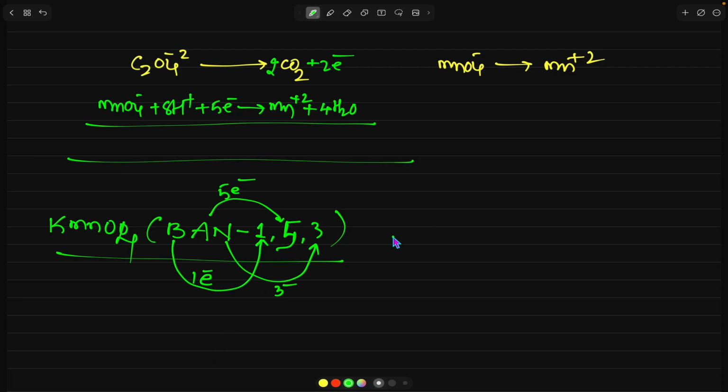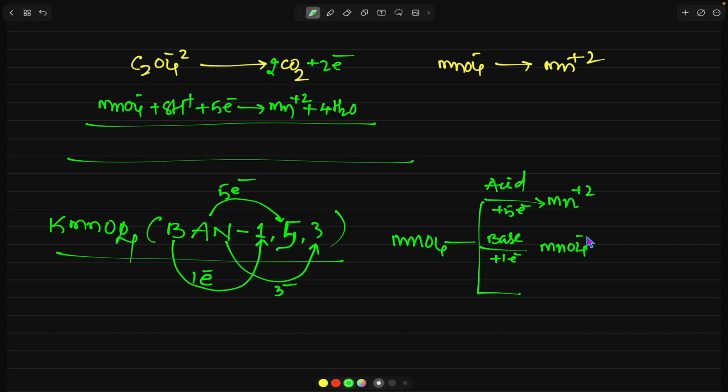Right? So what can I write here? MnO4 minus has 3 mediums. One is acidic medium, we know it, where it needs 5 electrons and is converted into Mn plus 2. Whereas in basic medium, it takes up only 1 electron and converts itself into MnO4 minus 2. MnO4 minus 2, 1 electron is required.